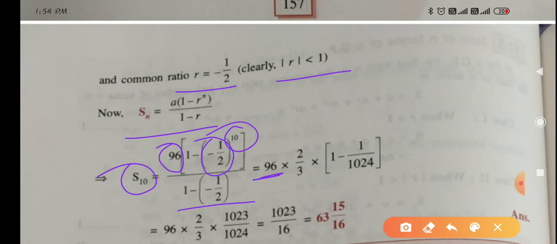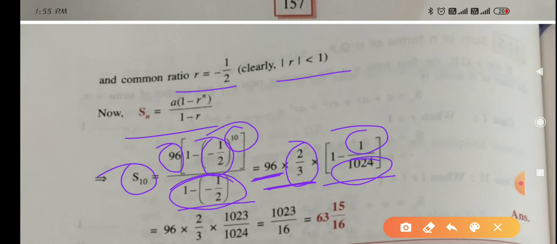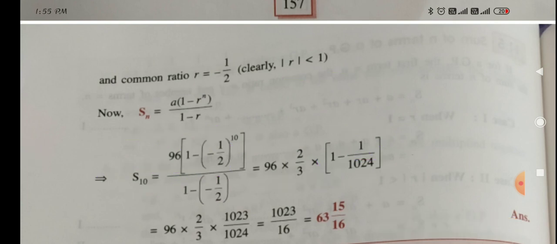When you simplify, 96 will be the same, 1 minus (-1/2), in the denominator it will become 3/2, and when you take this 3/2 in the numerator, it will come 96 multiplied by 2/3, multiplied by, in the bracket you can see, 1 minus (-1/2) to the power 10. So (-1) to the power 10 means 1, and 2 to the power 10 means 1024, and outside this bracket a minus is there, so that will be put. You can see this minus and this minus.